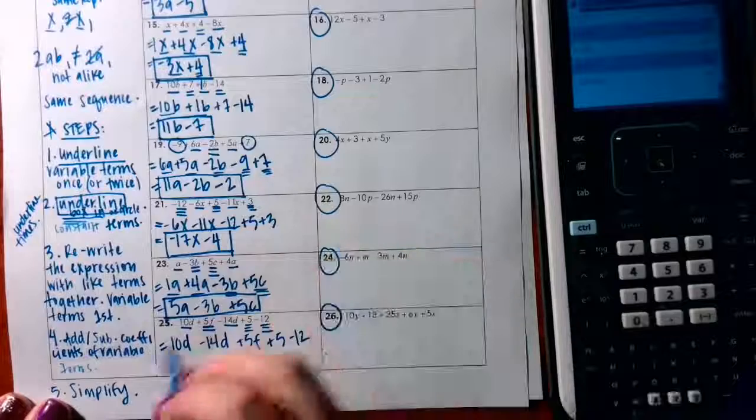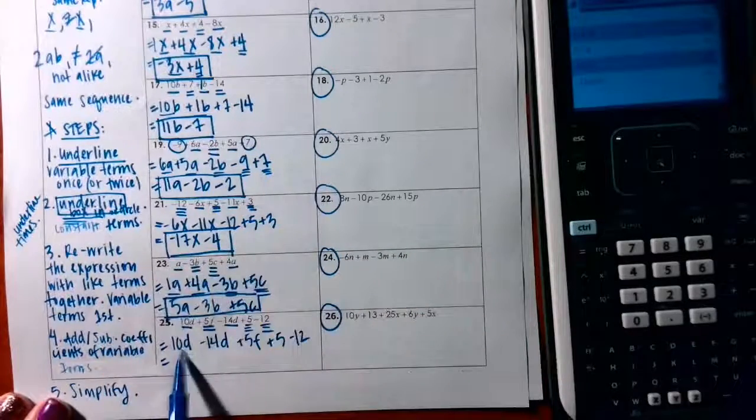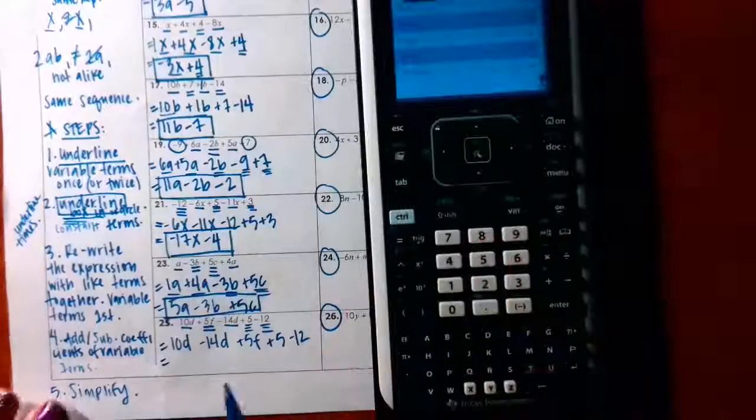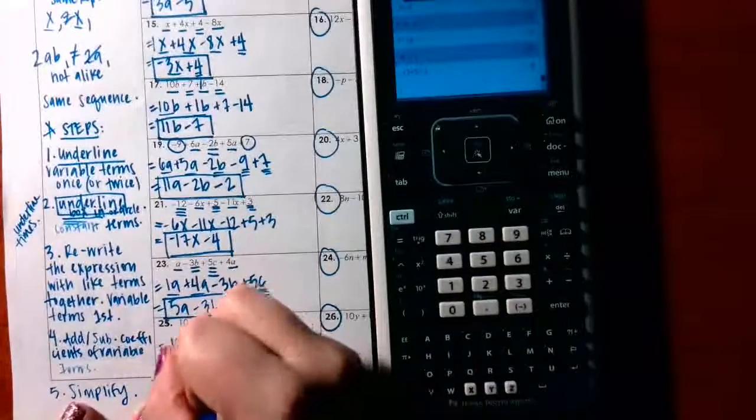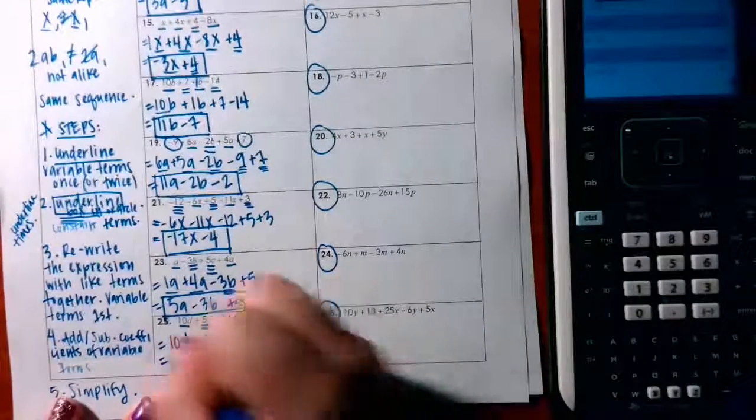If it helps you to mark them off as you go so you don't miss any, that's okay. 10d, this is very important that you put it in the calculator left to right. So put it in your calculator left to right. If you don't do that, you're not going to get the right answer.